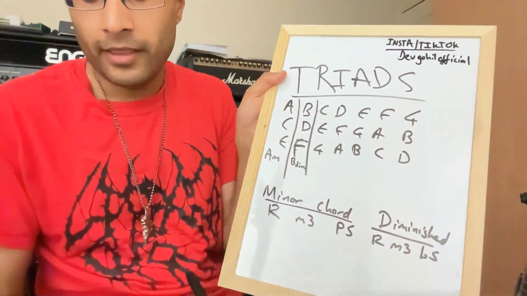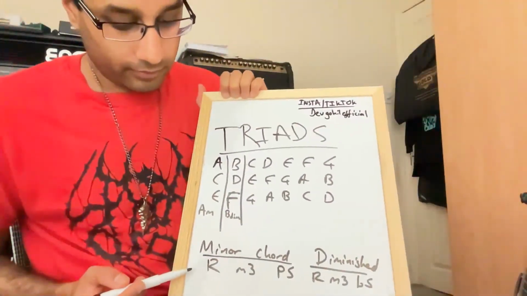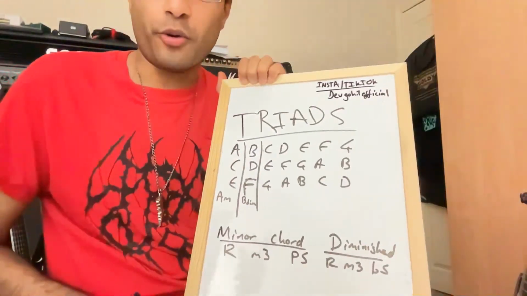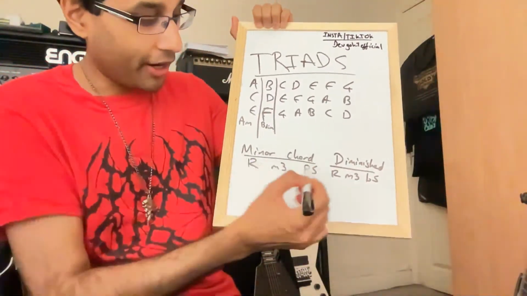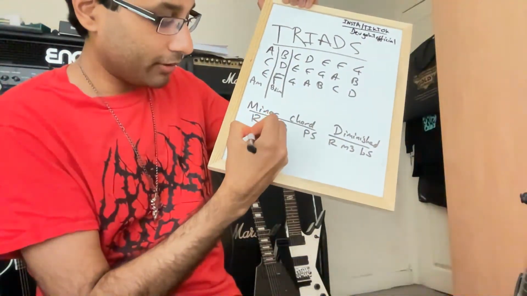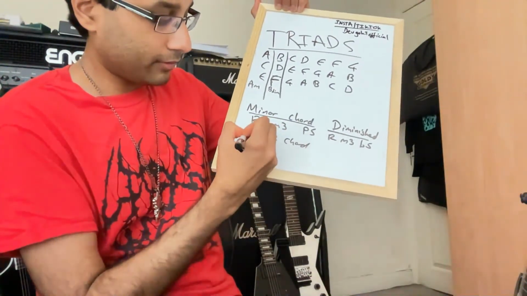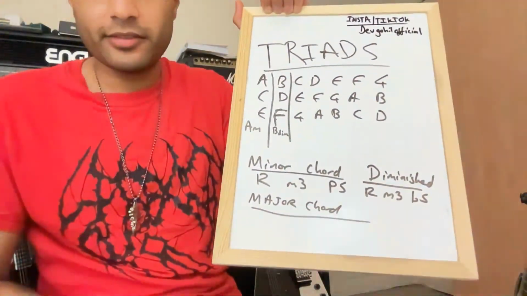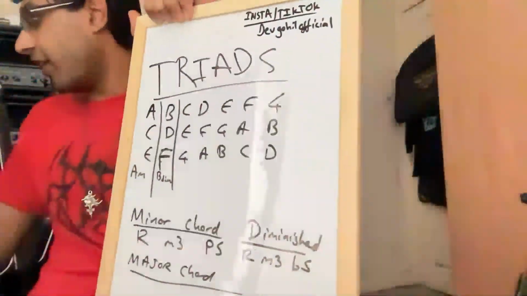Right, so do you guys know what a major chord consists of? What's the one thing that differentiates a minor chord from a major chord? Do you guys know that? There's one key difference, and I mentioned it earlier.